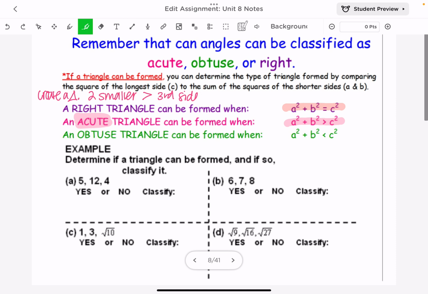And then if you look at the next one, a squared plus b squared is less than c squared, then that's going to be our obtuse triangle. So again, just kind of thinking backwards there. If it's less, it's actually obtuse.